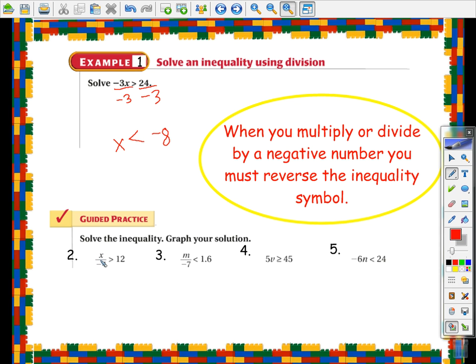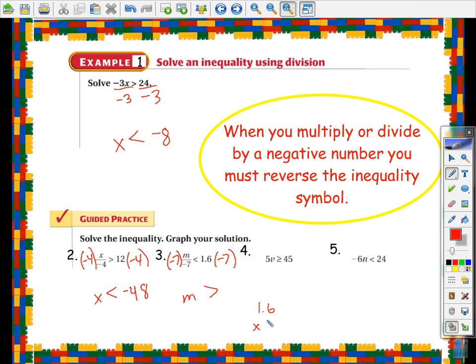Number 2, to get rid of dividing by negative 4, I'm going to multiply by negative 4, which requires me to reverse the inequality symbol, leaving me with x is less than negative 48. Number 3, to get rid of dividing by negative 7, I multiply both sides by negative 7, and I must reverse the inequality symbol.